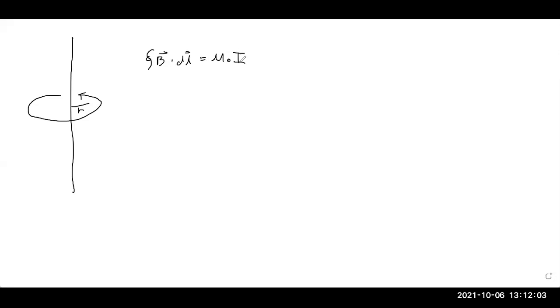So just to very clearly show how that works for a straight wire, Ampere's law. Our current is just constant I going upwards.